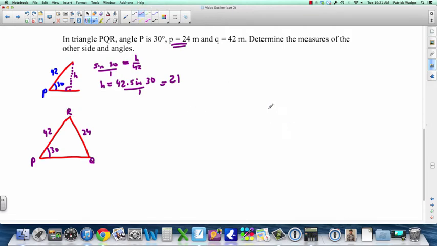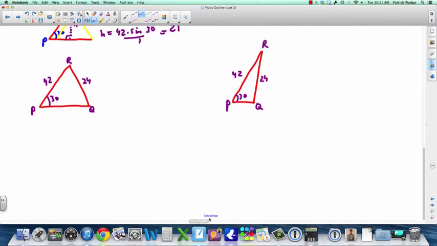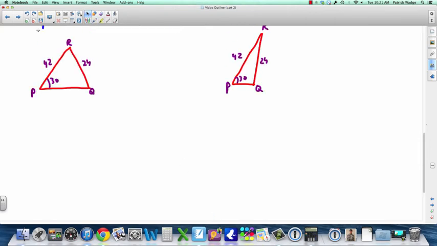The other one, which I'll draw over here, looks something like this. You have angle PQR again, still 30 degrees, still 42, and still 24, but this time the 24 was in here, right? One side came out this way, the other side went in that way, and they're the same length. And of course this would have to be extended to there. Okay, so now what you have to do is solve both of these by using the sine law and stuff. So let's start with this one.